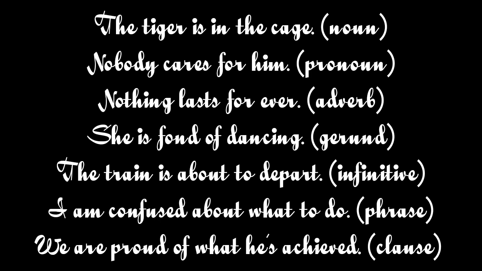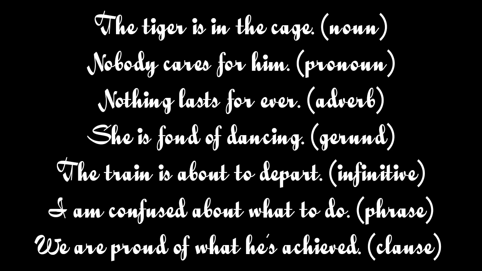Before a gerund also a preposition may come in the sentence. She is fond of dancing. Here the preposition of has come before the gerund dancing. In the next sentence, the preposition about has come before an infinitive, to depart. The train is about to depart.